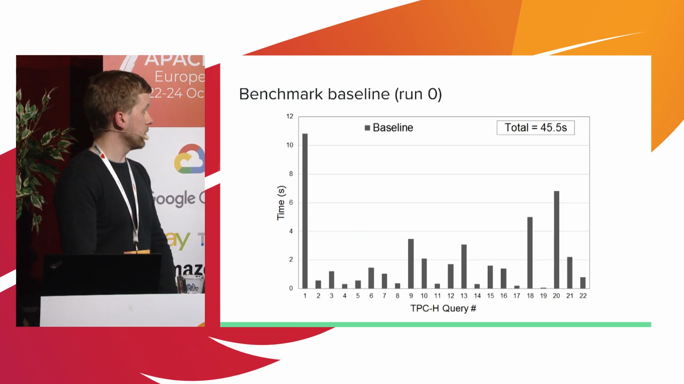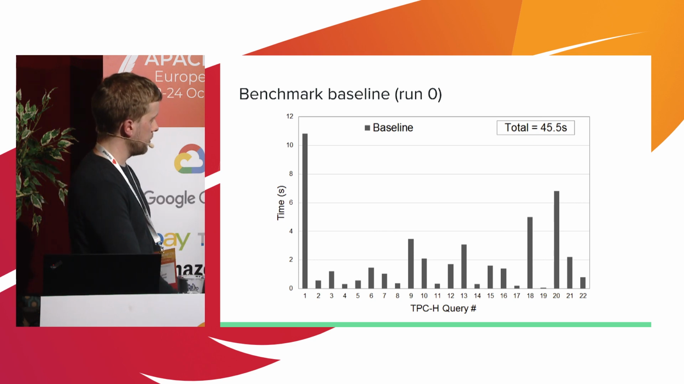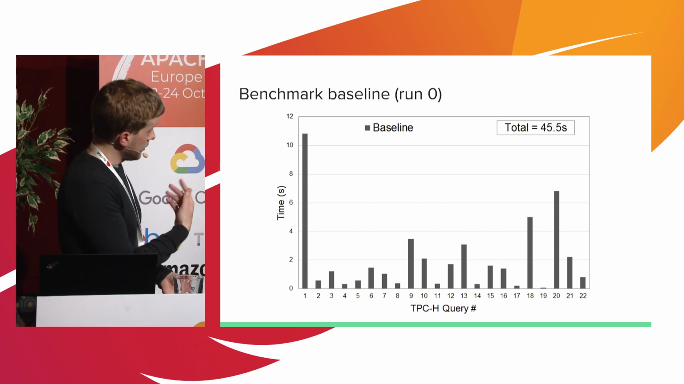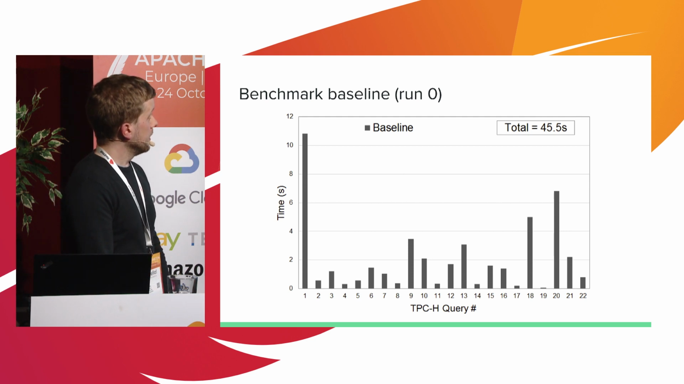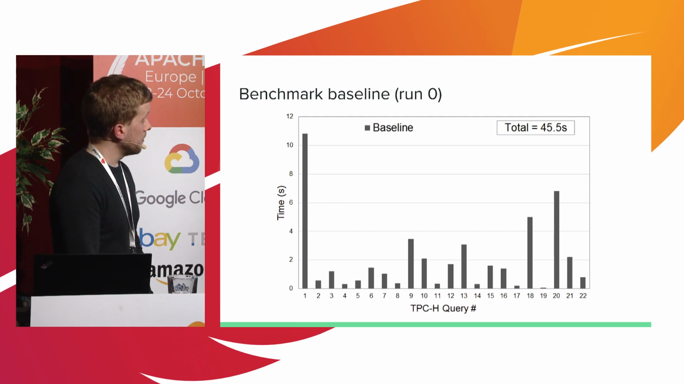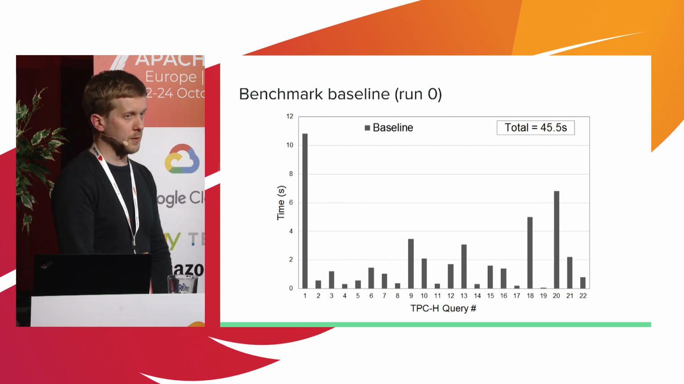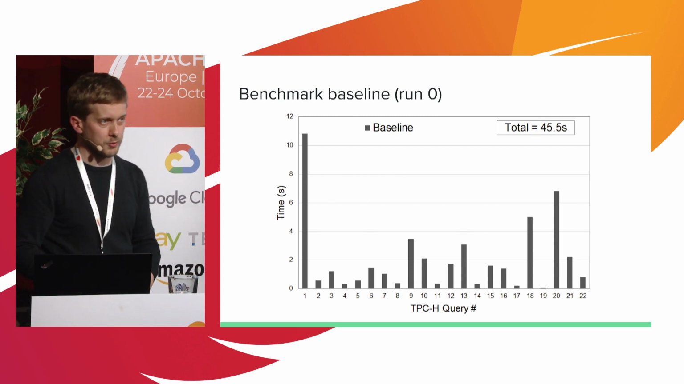So let's start off with our baseline first. You can see the 22 TPCH queries running along the bottom. We've got time running along the top. So the lower the bars, the better, basically. The important thing to remember here is to just look at the total time. So the total time in the top right here, 45.5 seconds. If you just remember this number, then we can see how that progresses over time.